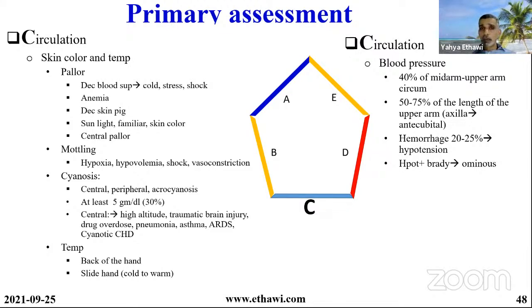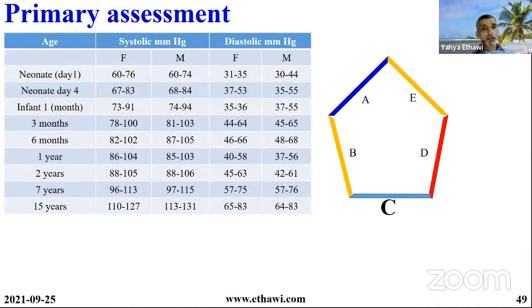Most of the hypotension in an acutely sick baby is due to loss of fluid, especially bleeding. Remember, if you have a bradycardia and hypotension, it's a very ominous sign. These are very short and gross numbers just to give you an idea, but you should not use them. You have to use the centile based on the age and the gender.